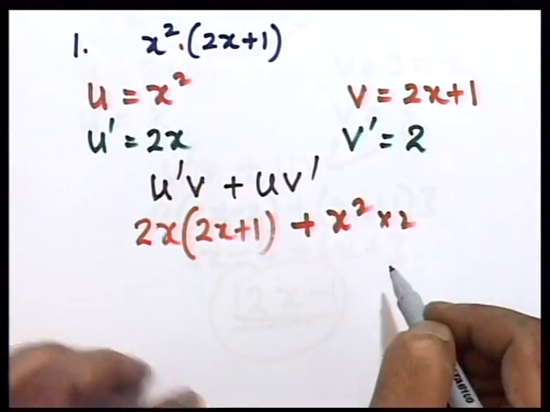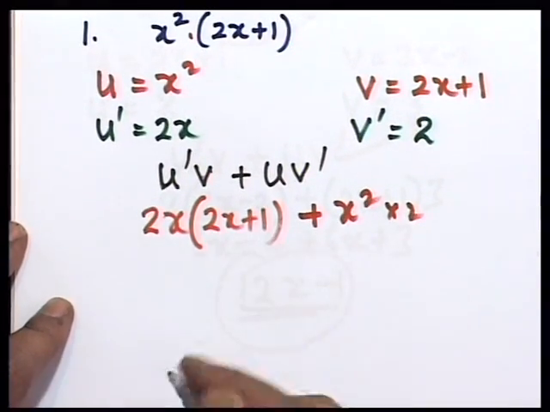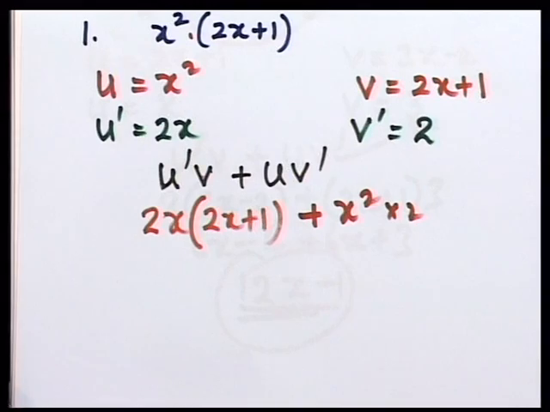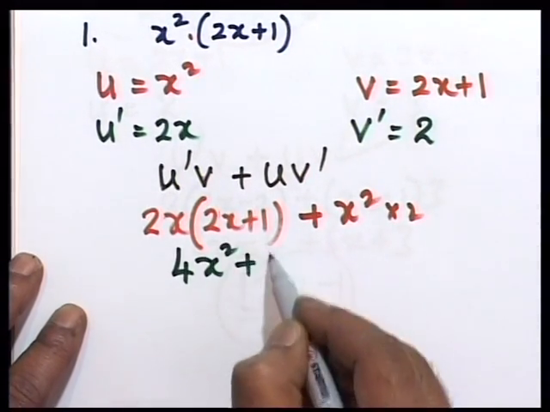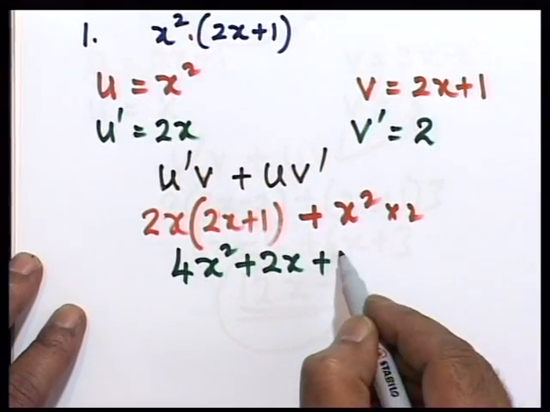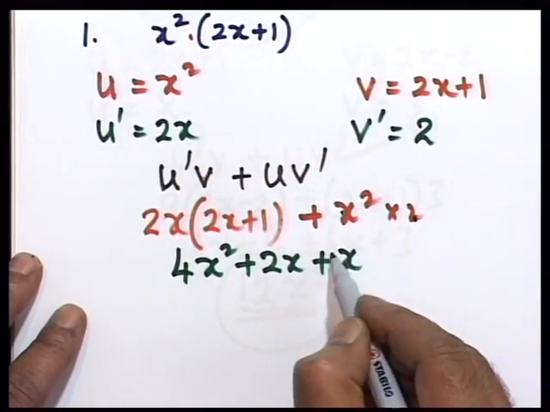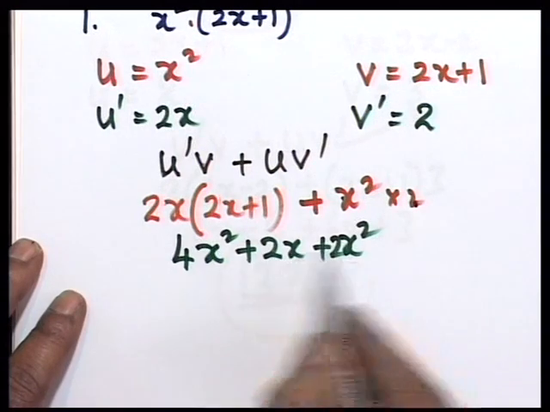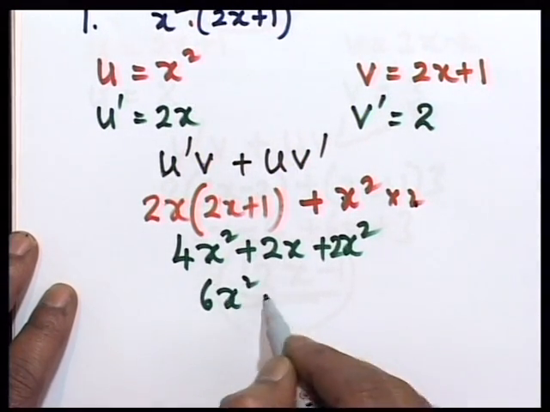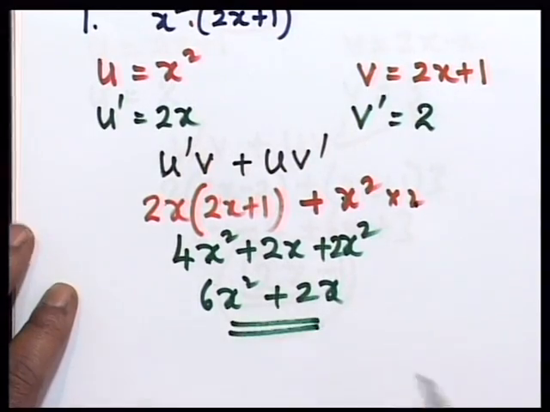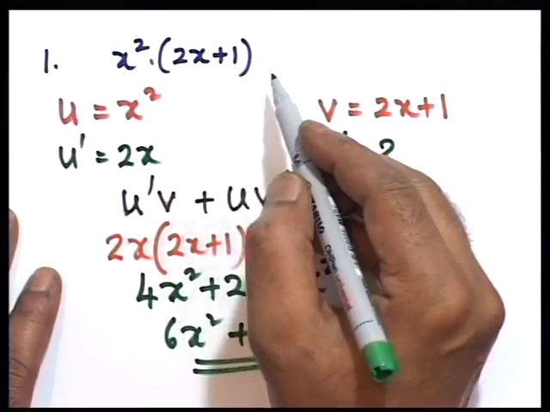2, so times 2. Once we reach that stage, we simply multiply and write the answer. 4x square plus 2x plus x square, 2x square. Then we collect the like terms now. 4 plus 2, which is 6x square plus 2x. Right, even if you open this bracket, we should get the same answer there.